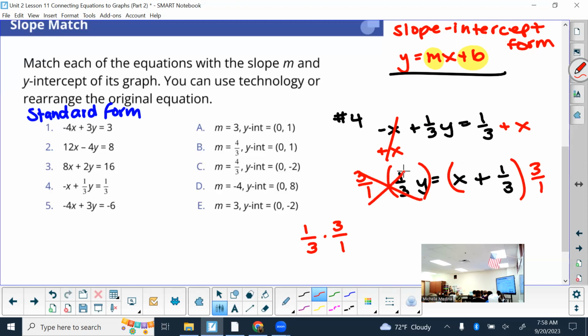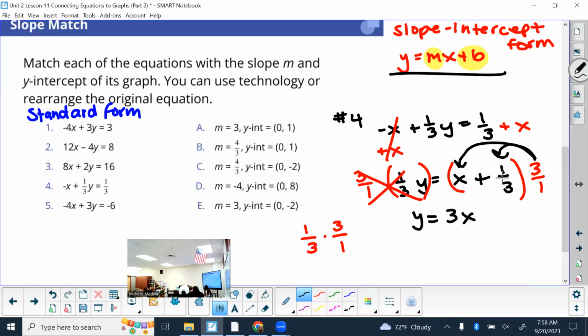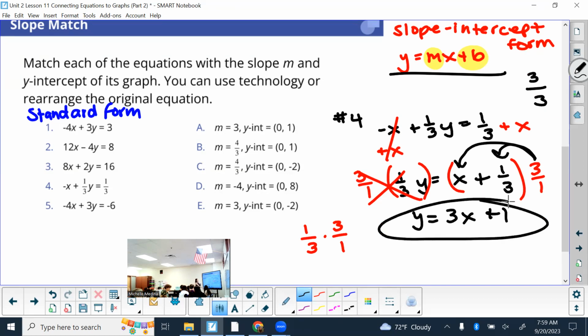So that cancels this fraction. I get y alone now. And on this side, I need to multiply or distribute by 3. What's 3 times x? And what's 3 times 1/3? Either use a calculator or do it by hand. What's 1 times 3? Okay, well, now I'm asking a different question. So what's 1 times 3? And then 3 times 1? And then what does 3/3 simplify to? Okay, good. I think that's what you meant, but you answered it too late. So this is it in slope-intercept form. Which one shows a slope of 3 and a y-intercept of 1? Answer option A, so 4 matches with A.